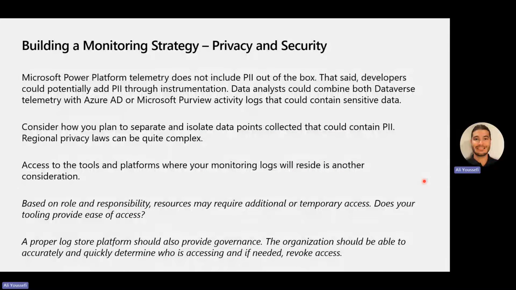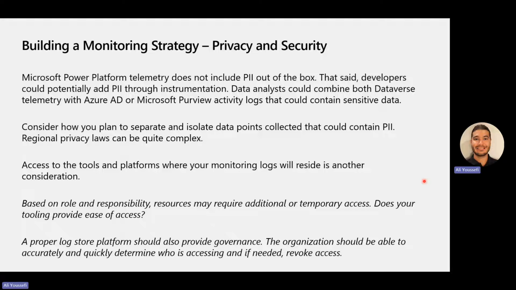Privacy and security. By nature, the Power Platform telemetry out of the box does not include PII. That said, developers could potentially add PII through instrumentation, right? They can add names, emails, all sorts of stuff. They could say who this person is. Data analysts could potentially combine Dataverse telemetry, which doesn't have this stuff but does have things like system user IDs. You can call the REST API and align with someone's full name or email address, right? And if you had this, you could potentially be showing PII. So understand how to keep those separate so that you're not in a spot where that could be a problem.